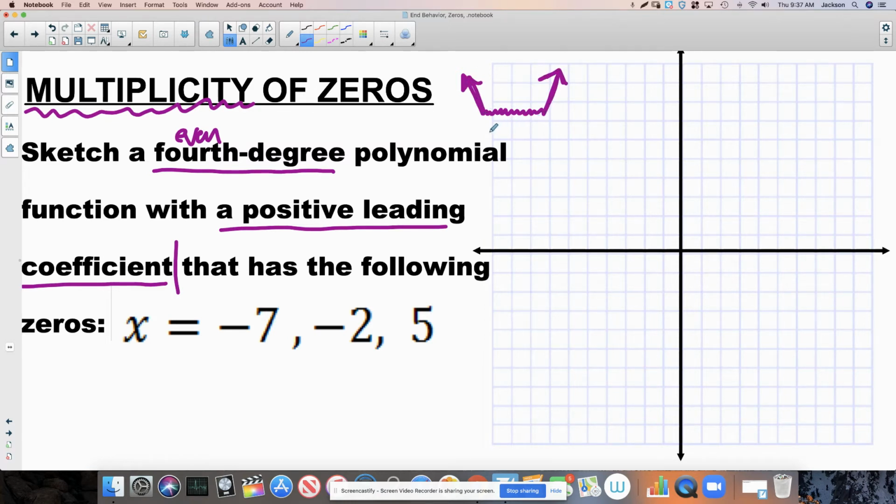Now they want us to sketch this, and it has these zeros: -7, -2, and 5. What does that mean? The zeros are x-intercepts. Remember, that's an alternative definition for what zeros are. So we know that this graph crosses the x-axis. I'm going to put -7 over here. We know that it intercepts the x-axis at -2, I'm going to put that right here, and it intercepts the x-axis at +5, which is right here.